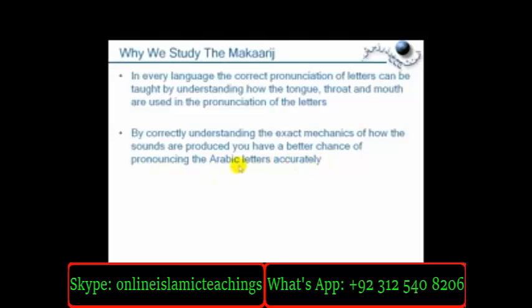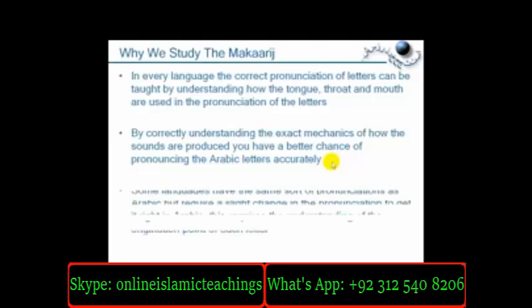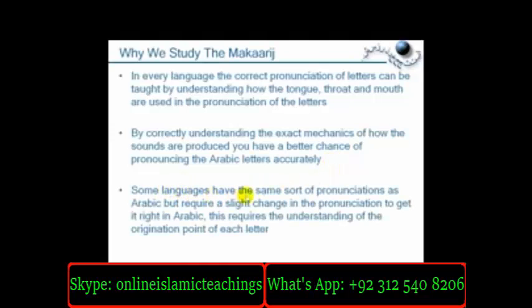Again, if you're not Arab, like myself, you will not be able to pronounce them 100%, but you should be able to get close to the pronunciation. Some languages have the same sort of pronunciation as Arabic, but require a slight change in the pronunciation to get it right in Arabic. This requires the understanding of the origination point of each letter.